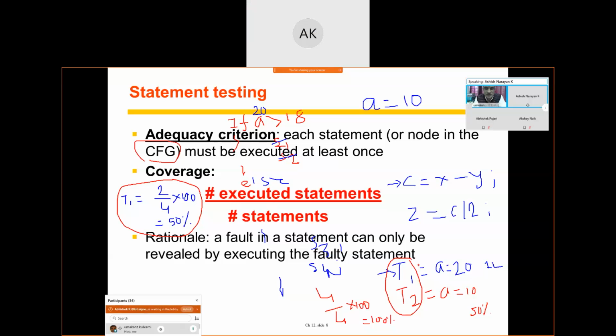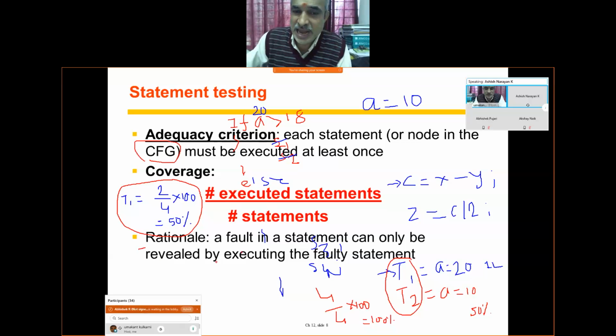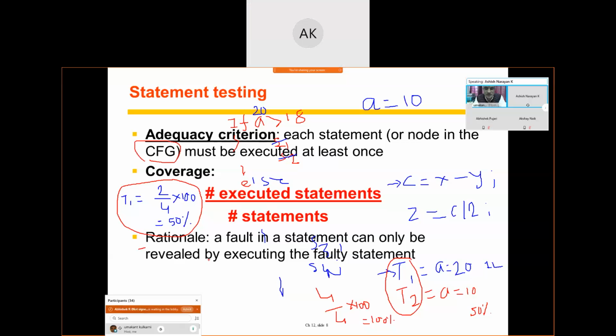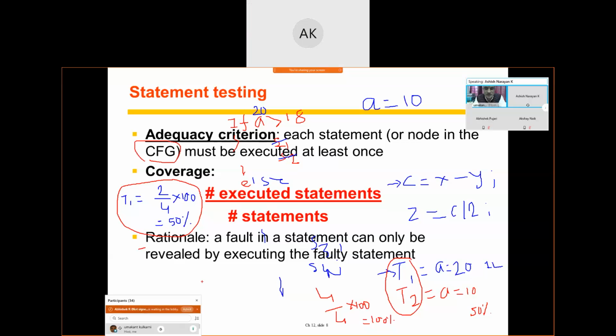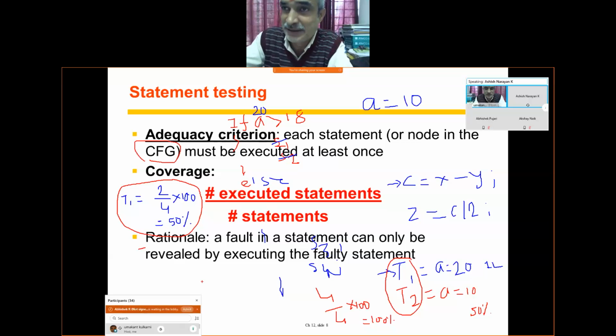Now please look at that. The rationale behind this has been given. A fault in a statement can only be revealed by executing that faulty statement. Am I right? Yes, sir. We won't know otherwise. If there is a fault in the kitchen room, you have to go to the kitchen room and test it. You cannot test that in a bathroom. I'm talking about the water flow pipe. Until that statement in the kitchen room, that tap, is tested, it doesn't reveal. Got it?